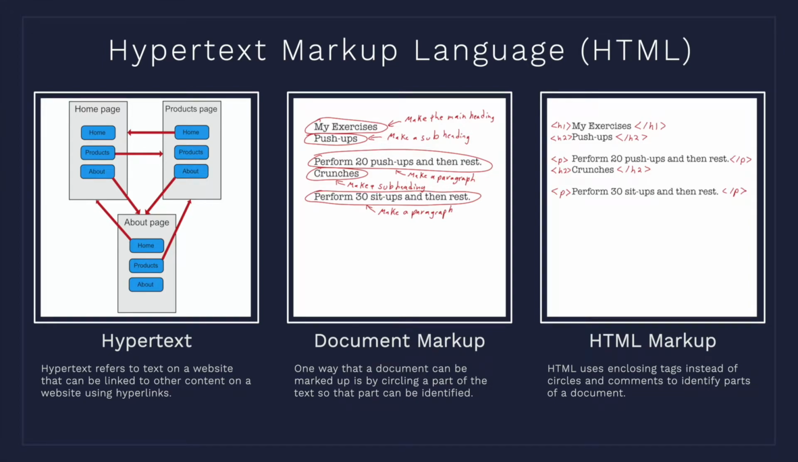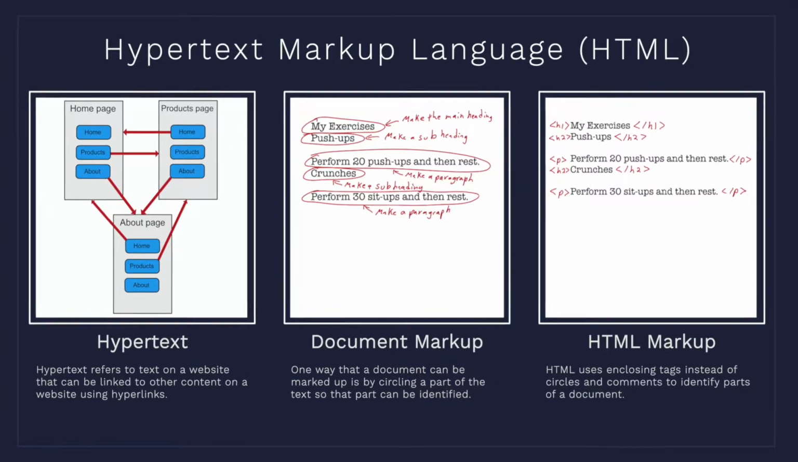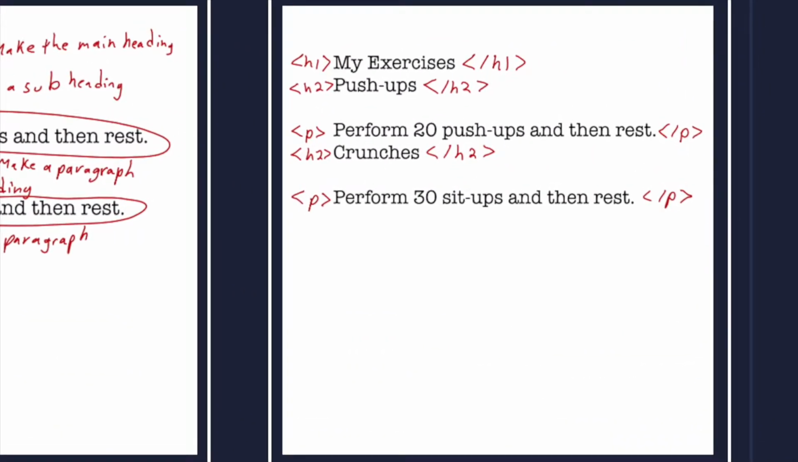Now, let's look at HTML markup. HTML uses enclosing tags instead of circles and comments to identify parts of the document. Let's look at the same document, but this time we're going to use HTML markup. Notice that the main heading, My Exercises, uses the h1 opening and closing tags. Also, "Performing 20 push-ups and then rest" uses paragraph tags, or p tags.